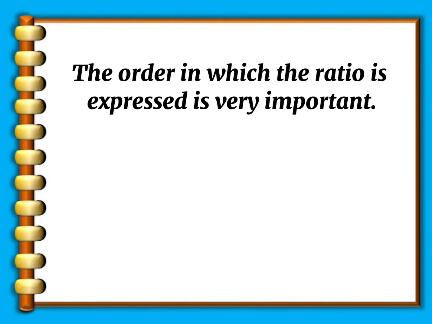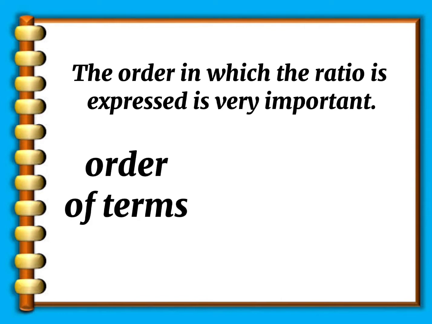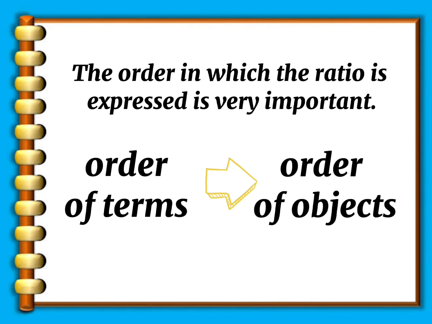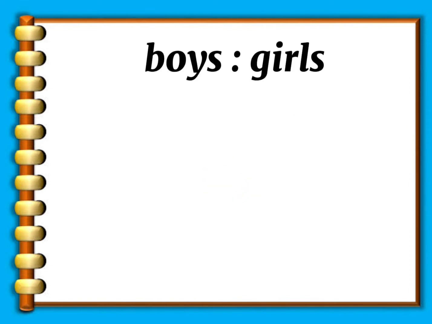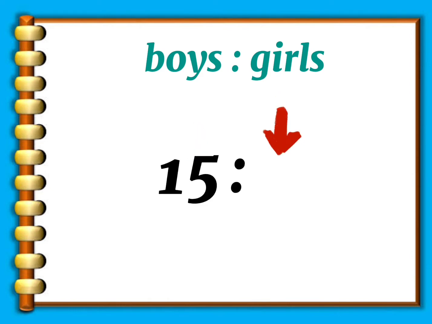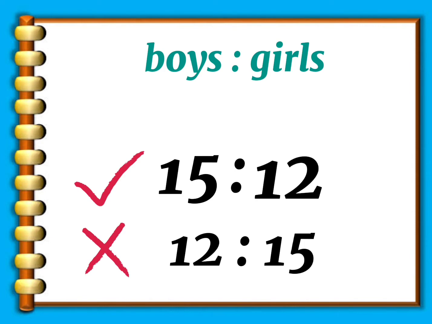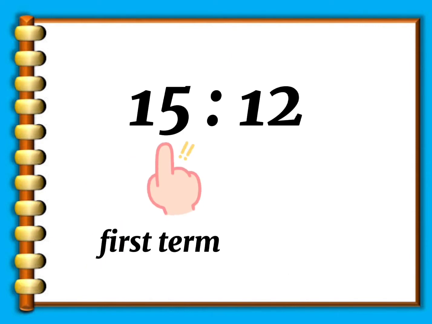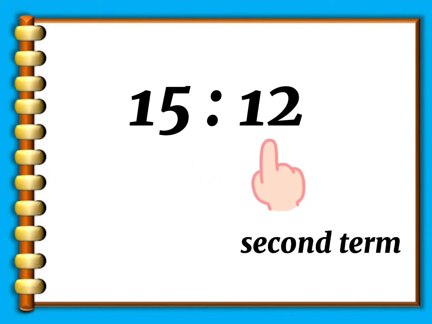The order in which the ratio is expressed is very important. This means that the order of the terms in a ratio must correspond to the order of objects being compared. From our previous example, we have the ratio of boys to girls. Ibig sabihin, ang una nating isusulat ay ang bilang ng boys. Sumunod ay ang bilang ng girls. 15 is the first term, 12 is the second term.